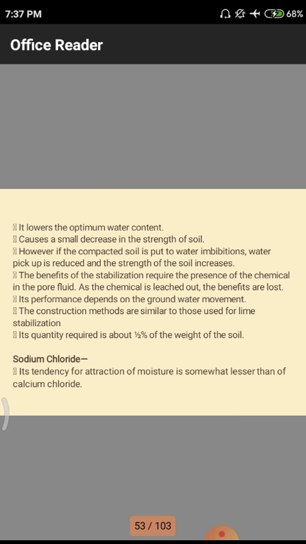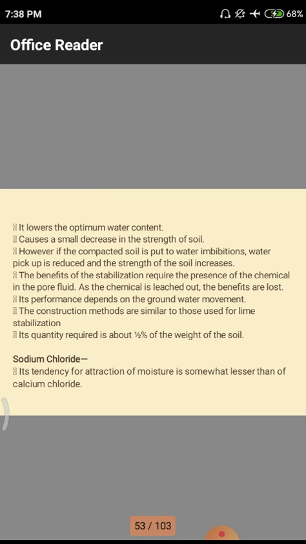Next one is the quantity required is about half percent of the weight of the soil. That means for a particular 1 meter cube of soil we have to go for a densification technique. Simply half percent of the soil will be replaced with the content of this salt or chemical like calcium chloride or sodium chloride, so we have to go for a huge amount of these salts for stabilizing these contents.